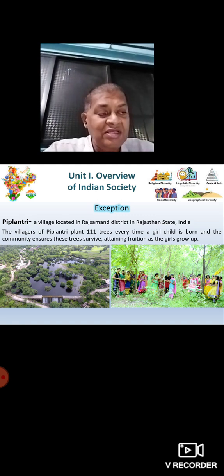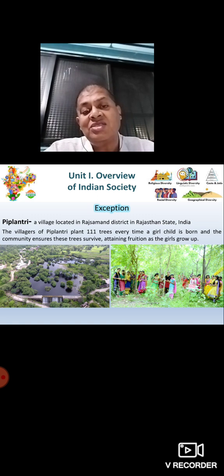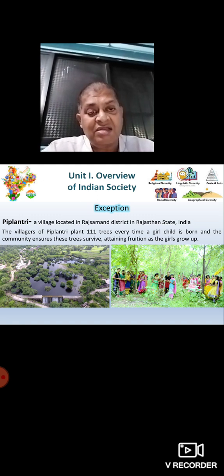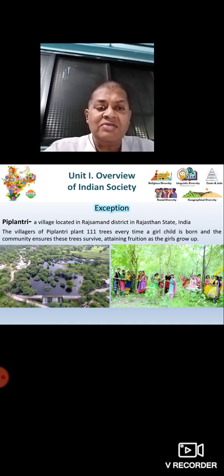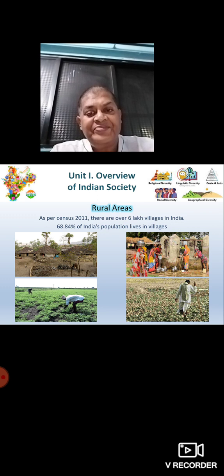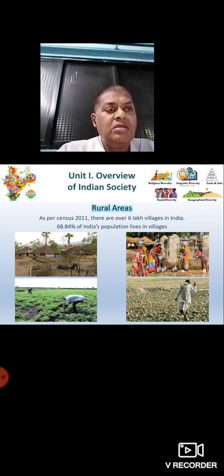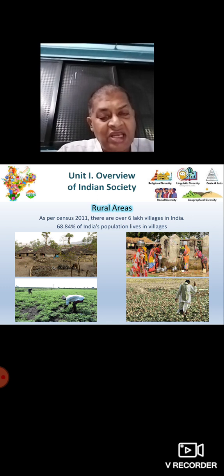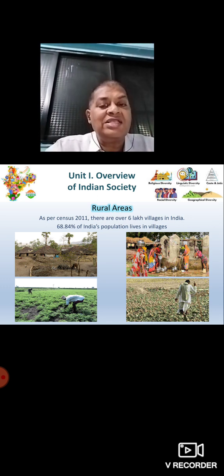And you can see consequently the whole area has gone green. One can't believe that Rajasthan, which has a huge desert area, actually has a village which is fully green. That's a silver lining. Now, the rural areas of India. As per the census of 2011, there are over 6 lakh villages in India.